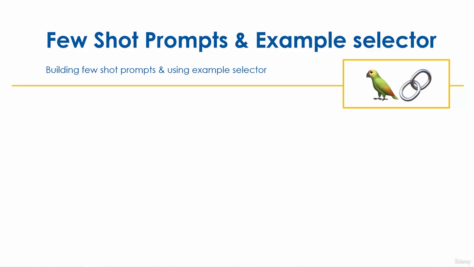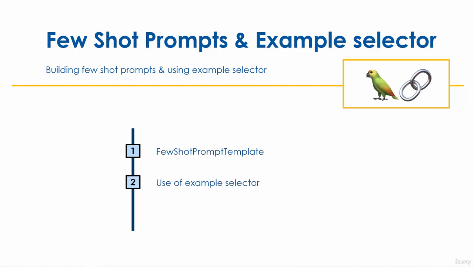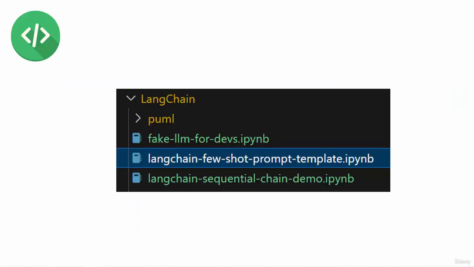In this lesson, you'll learn about the FewShot prompt template class and the example selector classes. I'll walk you through code to demonstrate the practical use of these classes. The code that I'll be using in this lesson is available under the LangChain folder.